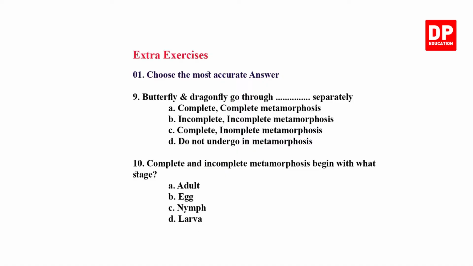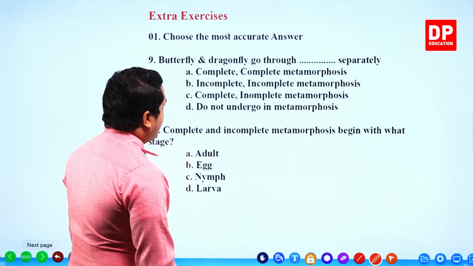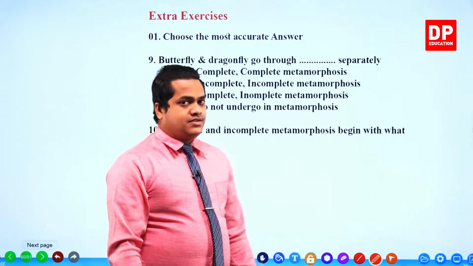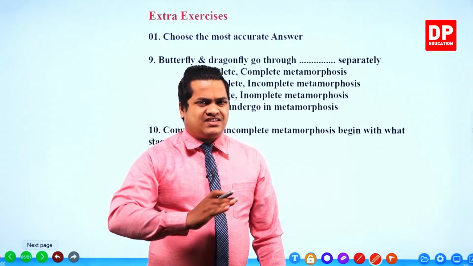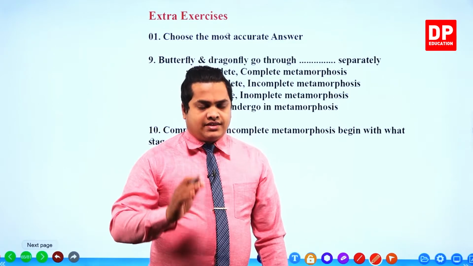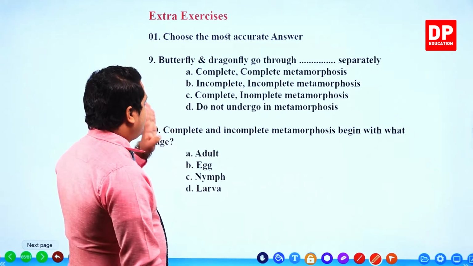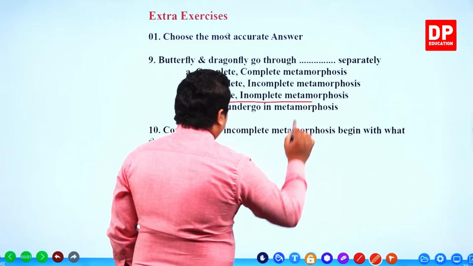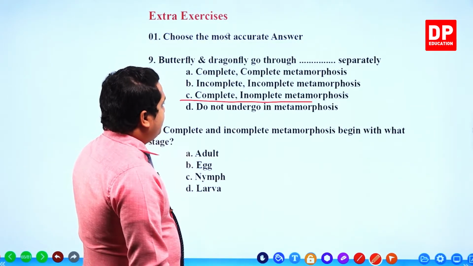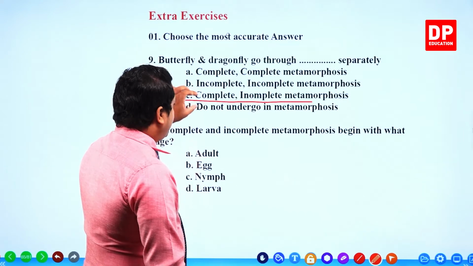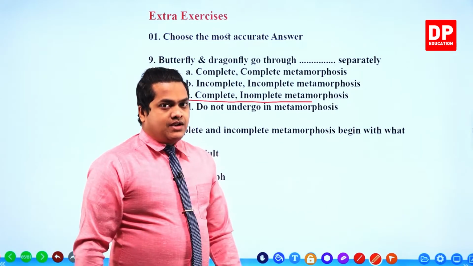Butterfly and dragonfly go through blank separately. So butterfly is an organism which shows complete metamorphosis. We discussed that several times within the lesson. And dragonfly is an organism which shows incomplete metamorphosis. That thing also we discussed several times. So the answer should be complete and incomplete. We can find that under the third one. Our correct answer should be butterfly complete, dragonfly incomplete metamorphosis separately. Right then.